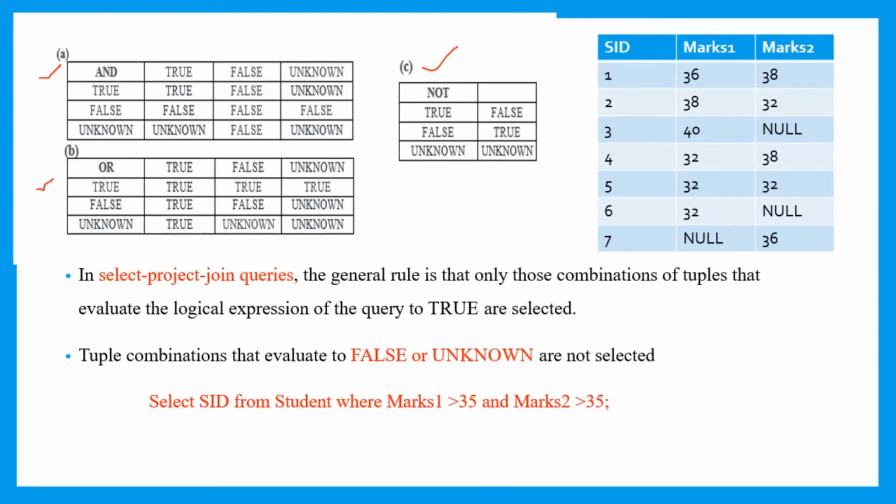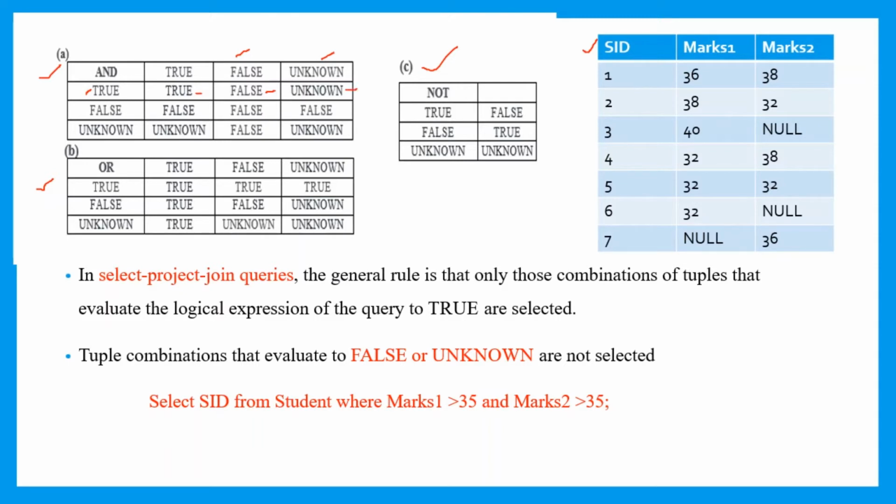We'll consider a simple student table and perform the operation on three-valued logic. Now what exactly does three-valued logic say on AND? When we compare true and true, the result will be true. When we compare true and false, the output will be false. And when we check true and unknown, the result will be unknown.